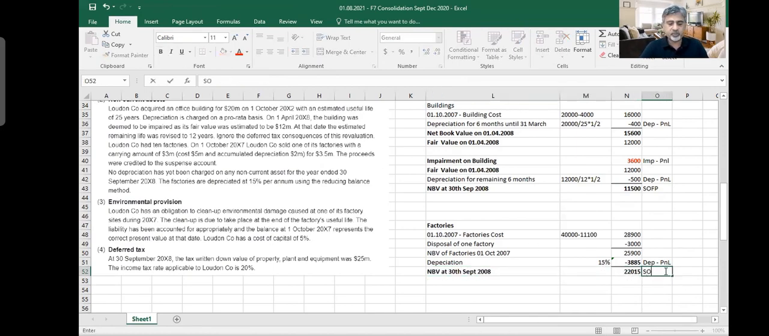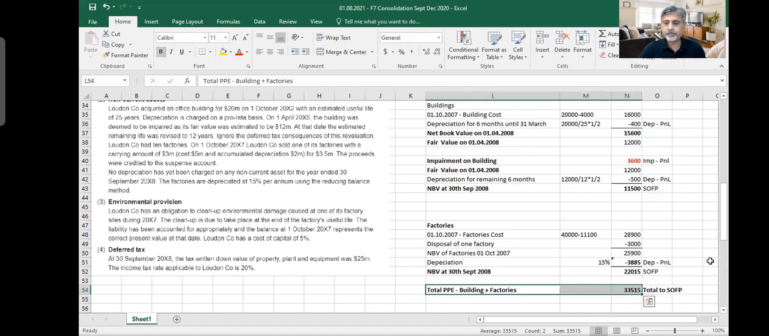This is the number which I'm going to take in my SOFP. This goes to my SOFP, okay? And I would say total PPE, total property plant and equipment, because in the balance sheet we don't show it separately. We don't write down land and building and factories, you write down PPE. So total PPE is building plus factories, a total of these two numbers: 11,500 plus 22,015. This goes to your total in SOFP. Any question you want to ask until here?